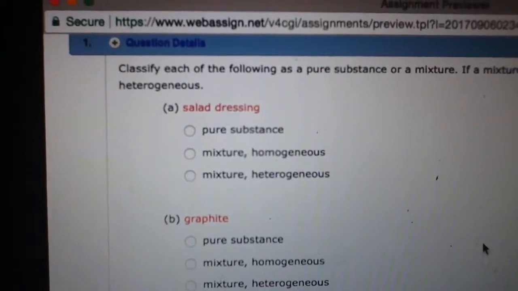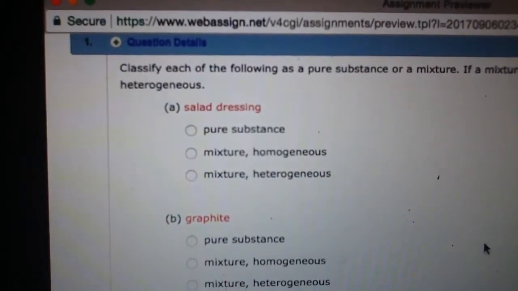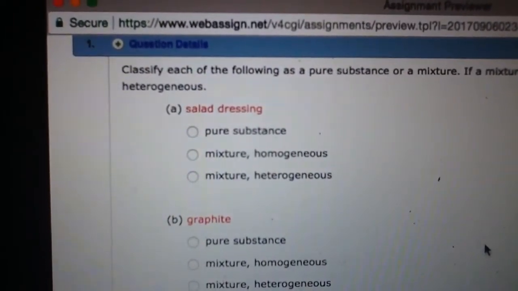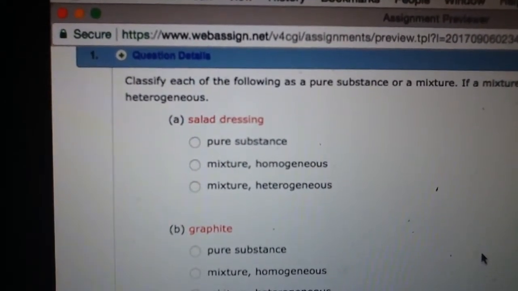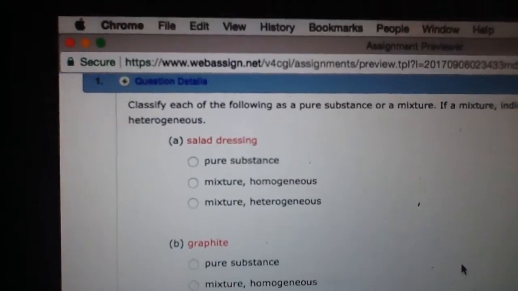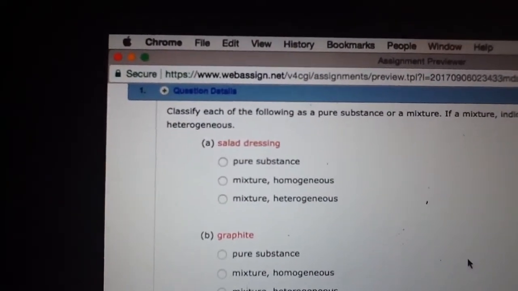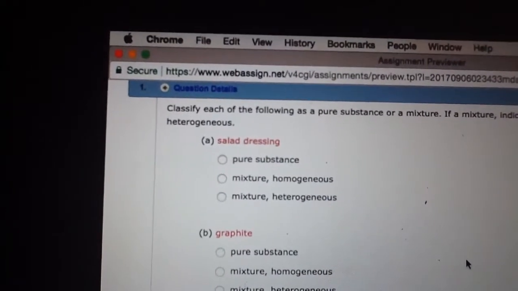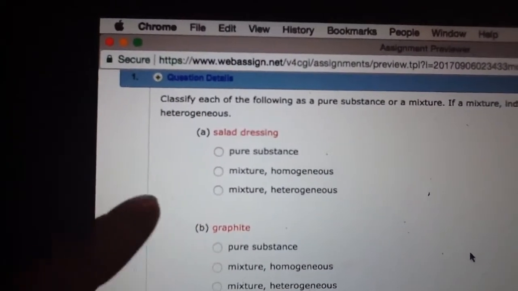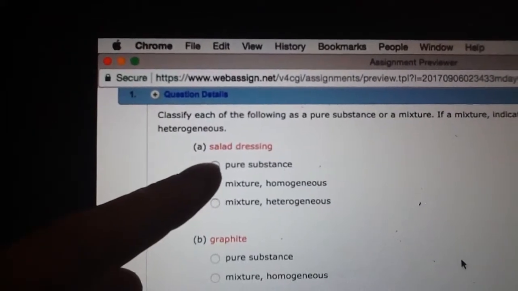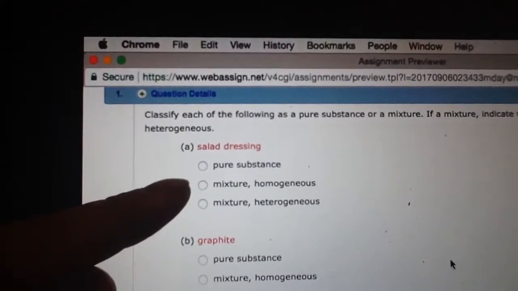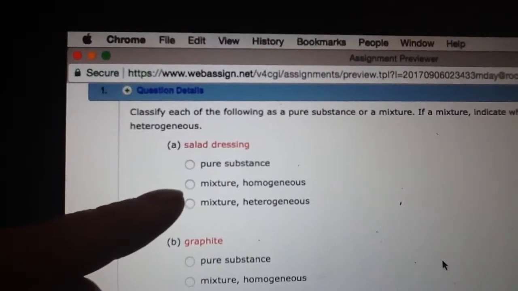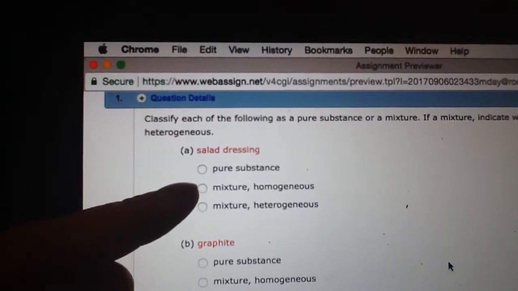Salad dressing, first thing to think about: is salad dressing completely uniform throughout? Does every part of the entire substance look the same? If you think about any salad dressing, whether it's ranch or Italian or anything, it will not be a mixture if it is not uniform throughout. If it is uniform throughout, meaning every single part of it looks the same, it will be a homogeneous mixture.